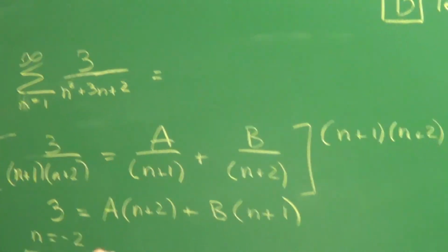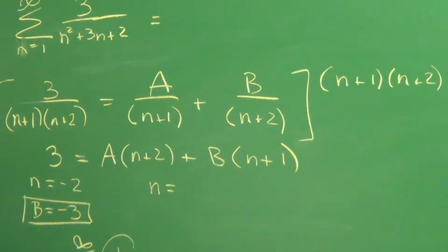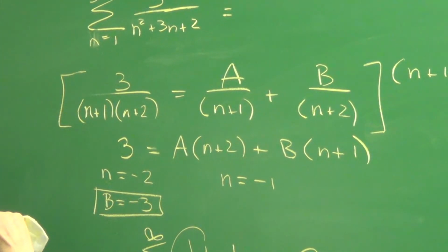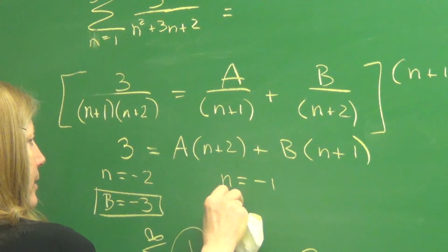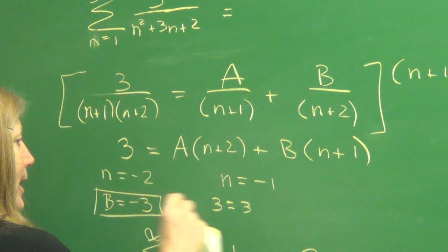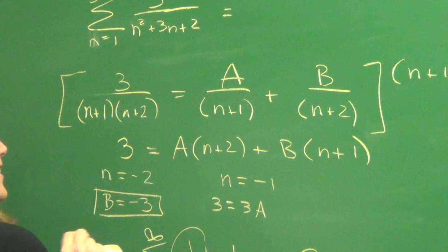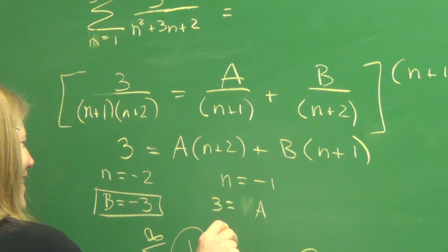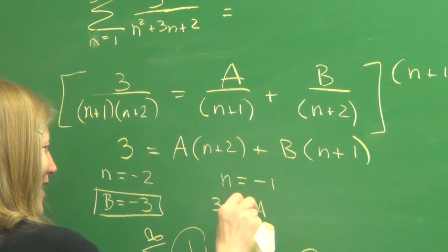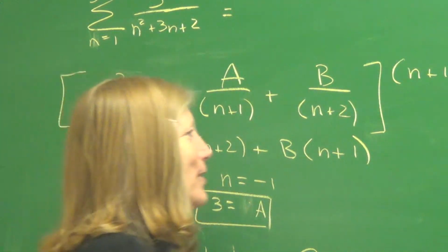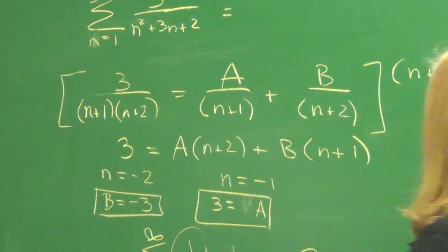All right, and what else, Morgan? n equals -1. All right, then we get 3 equals 3a. So a equals 3. So A equals 3 and B equals -3.